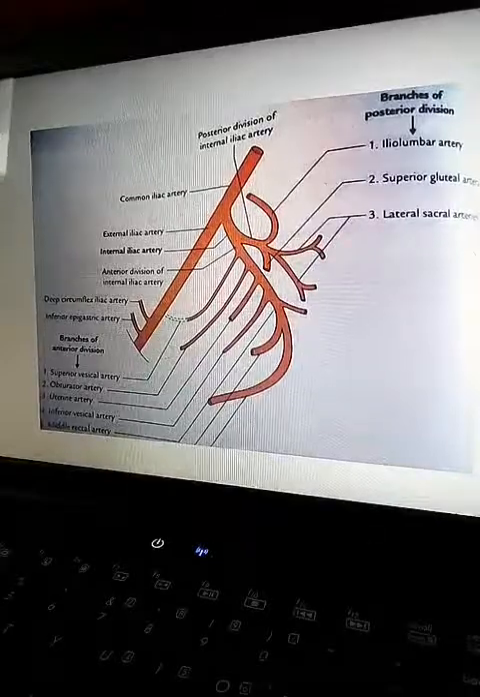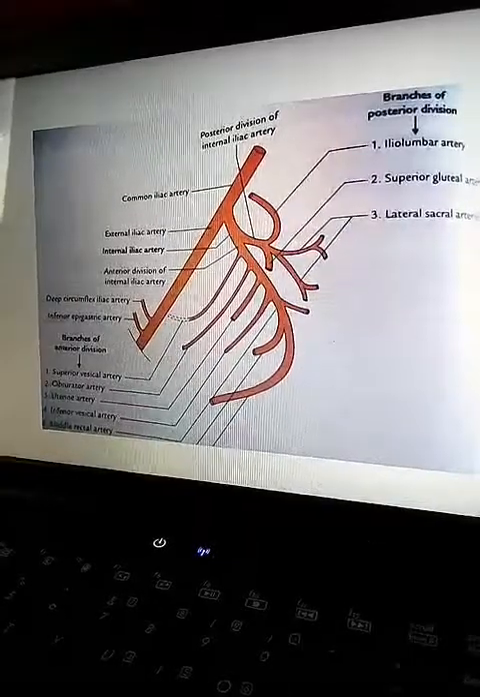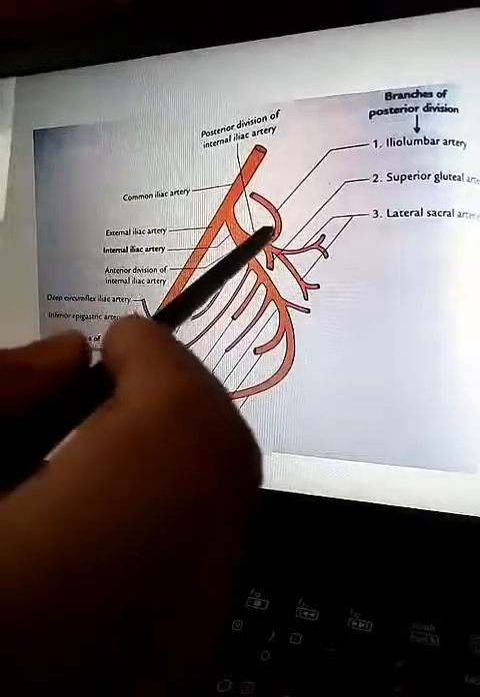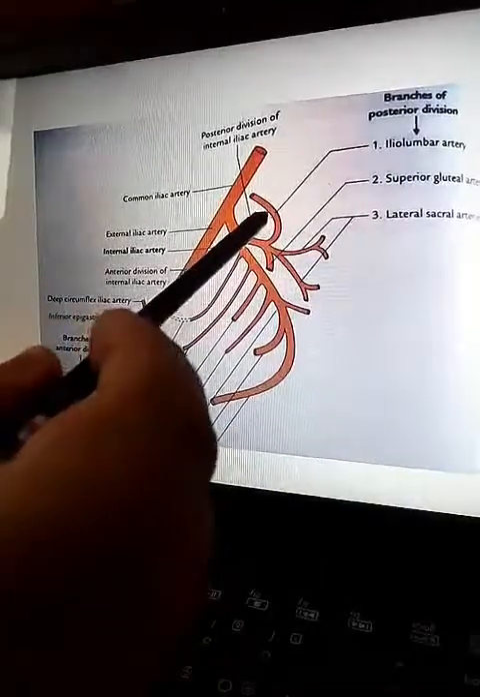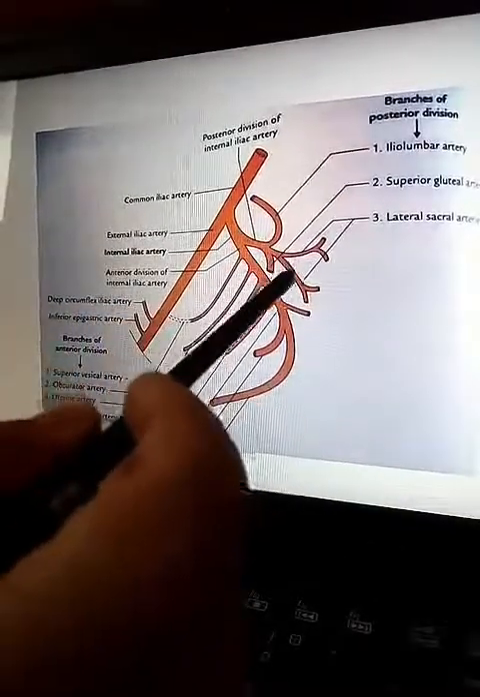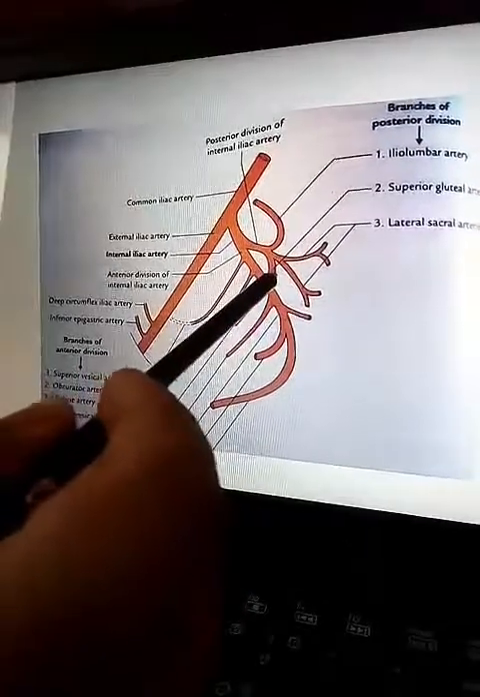So these were the branches of the posterior division. I will summarize. Posterior division gives three branches: iliolumbar artery, lateral sacral arteries, and superior gluteal artery.